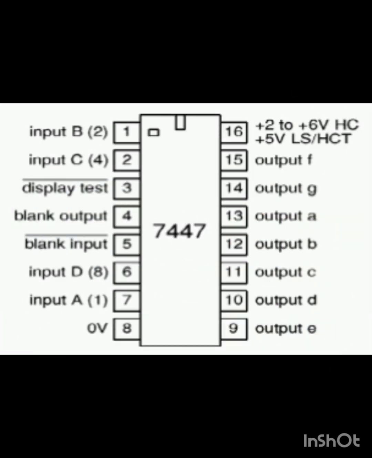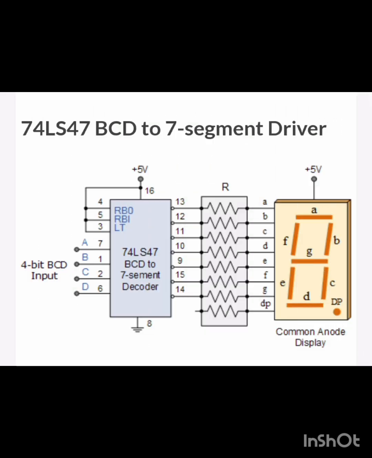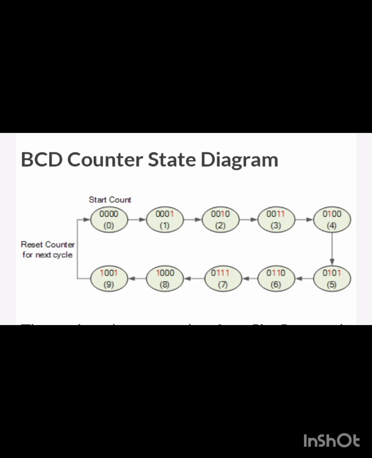This is the pin diagram of IC 7447. Next is the 7447 BCD to 7 segment driver. The 7447 display decoder receives the BCD code and generates the necessary signal to activate the appropriate LED segment responsible for displaying the number of pulses applied. The following picture shows the state diagram of the BCD counter. It counts in a sequence of 10 and then returns back to 0 after the count of 9.